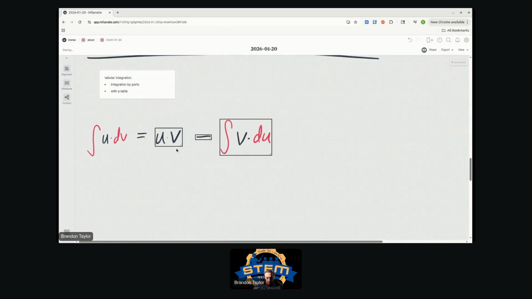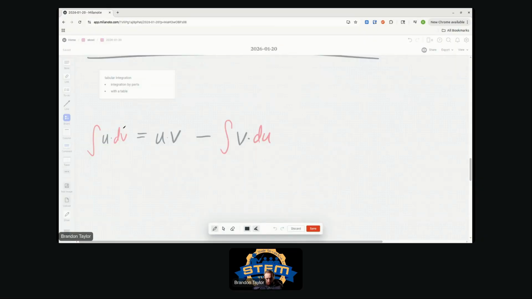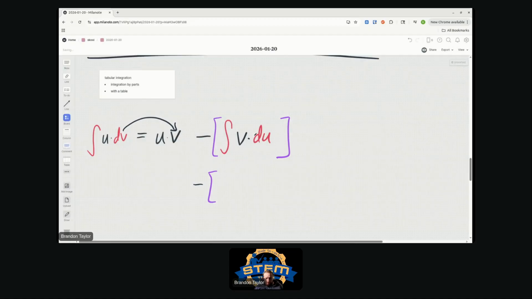Let's think about this. The first step when we're trying to solve this integral is we integrate the v. We don't do anything to the u in the first term. And then in this term, think about what we can do. I'm going to use kind of an ugly notation here, but see if this makes sense. Inside of these brackets, what do we have? We can do another round essentially.